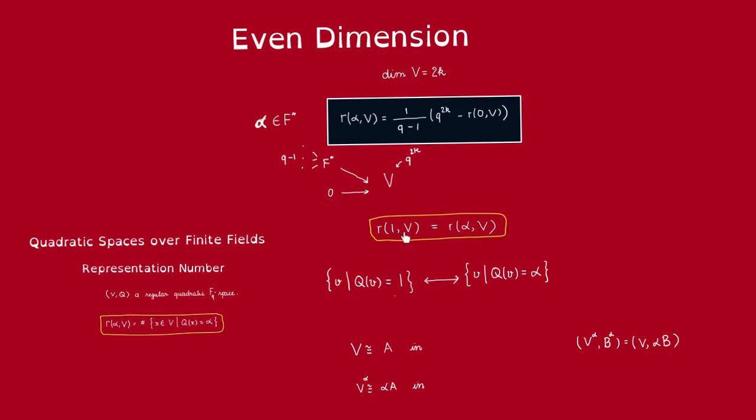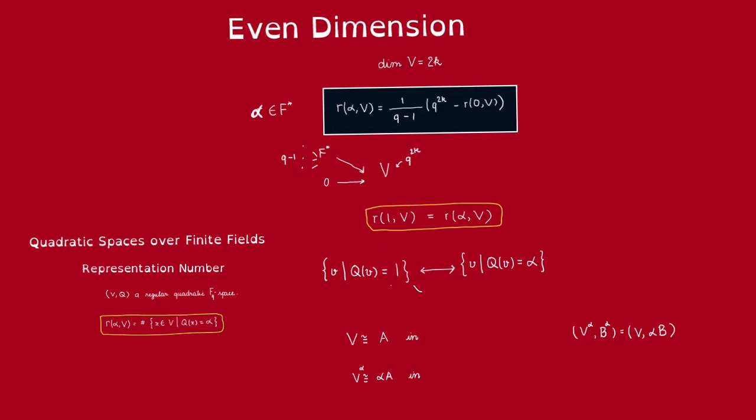So it suffices now to show that the number of representations of any non-zero element is going to be equal to the number of representations of 1. The key idea is that both are gonna be equal to the number of representations of alpha but under a different form, right? Under the form Q alpha, which we will explain.